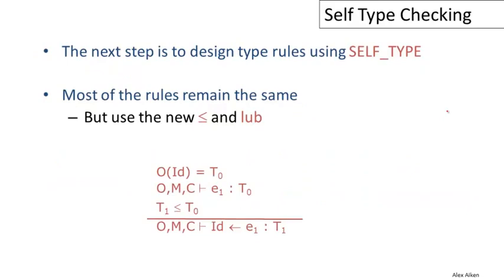So now we're ready to actually give the type rules that use self-type, and for the most part this is really easy because the rules just remain the same. That is, they look the same, but they're actually a little bit different because they use the new subtyping and least upper bound operations that we defined before. For example, here is the rule for assignment, and this looks identical to the rule for assignment that we discussed several videos ago. But notice that this use of subtyping is now the extended definition of subtyping that incorporates self-type, and so now this rule works with self-type as well as with the normal class names.